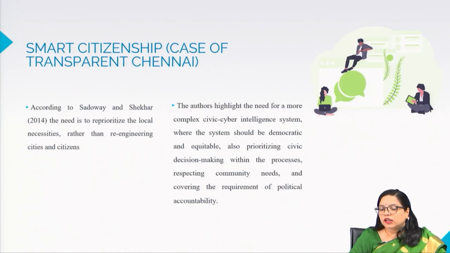According to Shadoway and Shekhar, there is a need to reprioritize the local necessities rather than re-engineering the cities and the citizens. Here they find the essence of smart cities become an antithesis to the smart citizens due to the exclusionary nature of the commercialized smart city policies. The authors highlight the need for a more complex civic cyber intelligence system where the system should be democratic and equitable, also prioritizing civic decision making within the processes, respecting community needs and covering the requirement of political accountability.